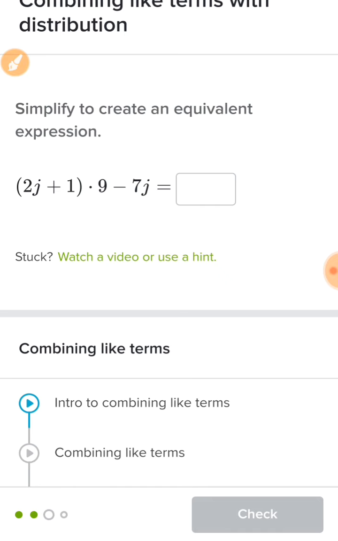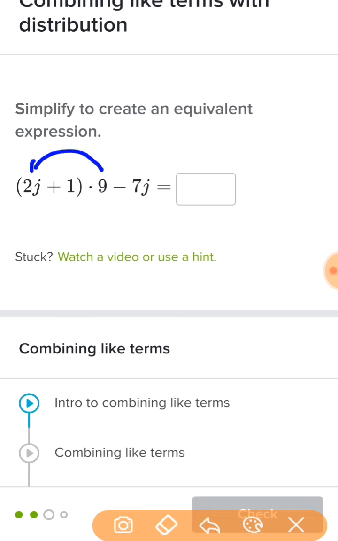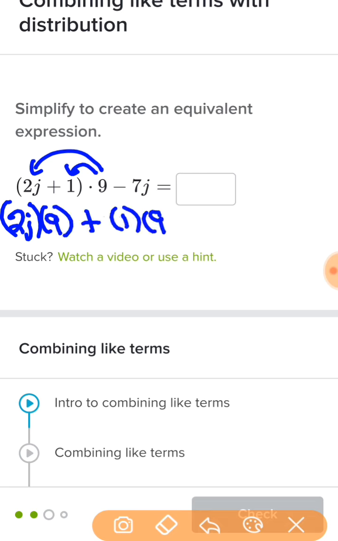Next, 2j plus 1 all times 9 minus 7j. So again, parentheses is supposed to come first, but since 2j and 1 are unlike terms, I have to distribute the 9. So 9 is multiplied by 2j, and 9 is also multiplied by 1. So this will be 2j times 9 plus 1 times 9. And then I'm going to bring down the 7j because I didn't do anything with it.